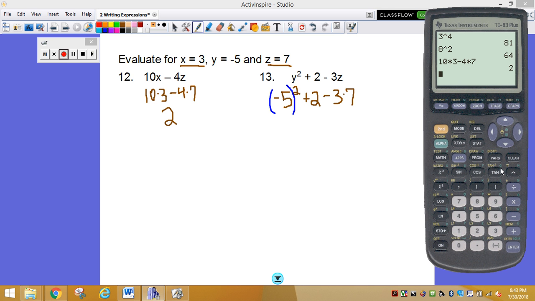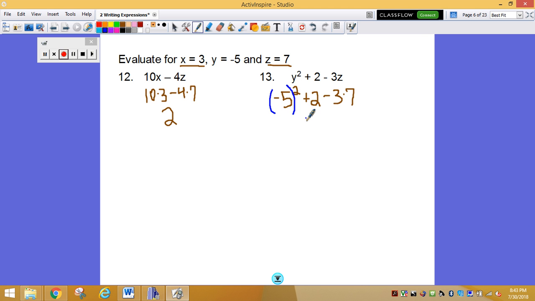So let's type this in. The parentheses buttons are right here above the 8 and the 9. So I'm going to do a parentheses. Your negative sign is right here. -5. Close the parentheses. Squared, remember an exponent, you do raised to the 2nd. And then we're going to type in minus 3 times 7. And you get 4.